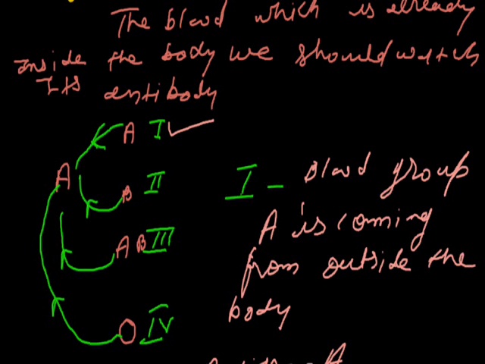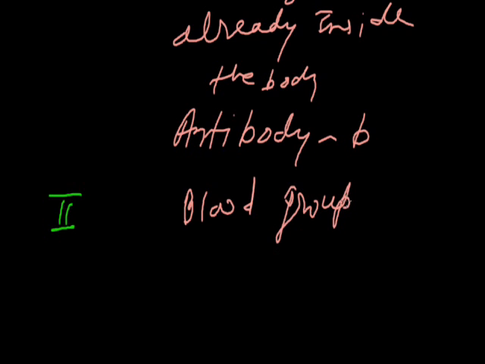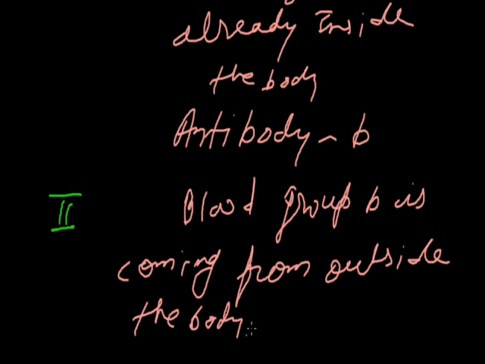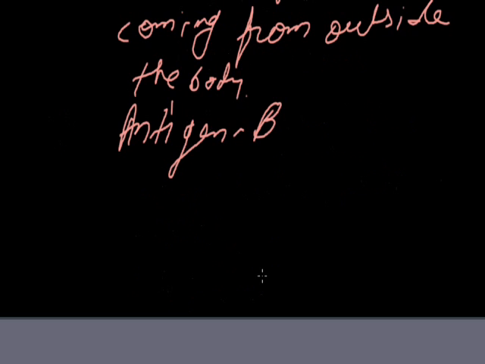Then I deal with the second case, case number 2. The blood coming from outside the body is blood group B. You should watch its antigen. Its antigen will be B. And the blood already inside the body is blood group A.